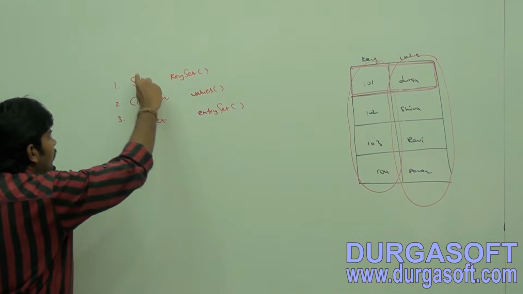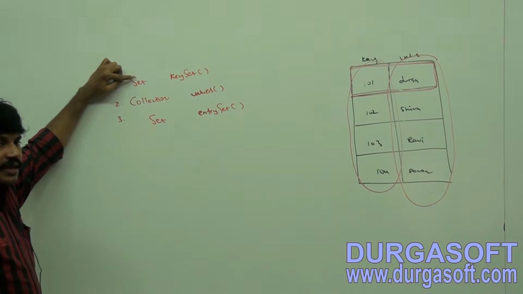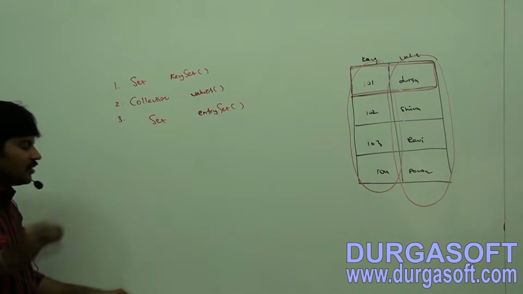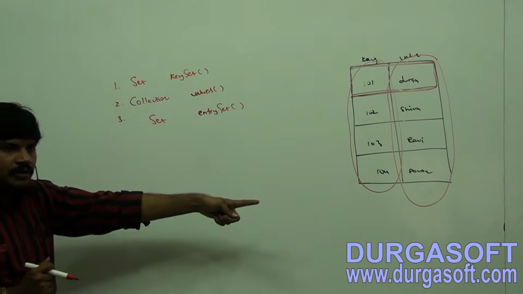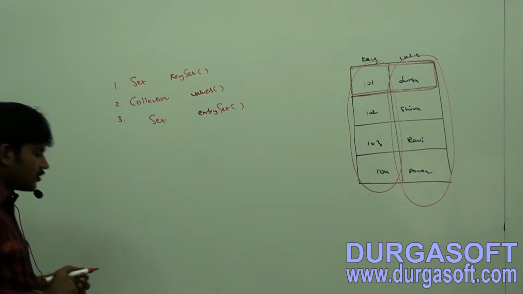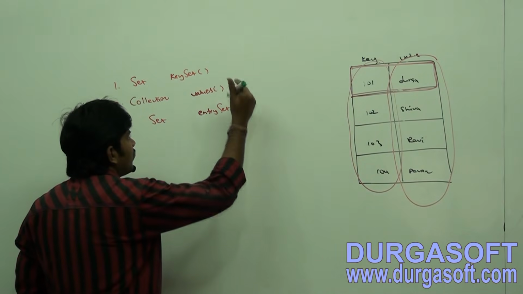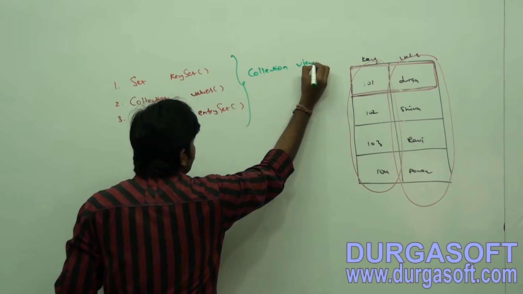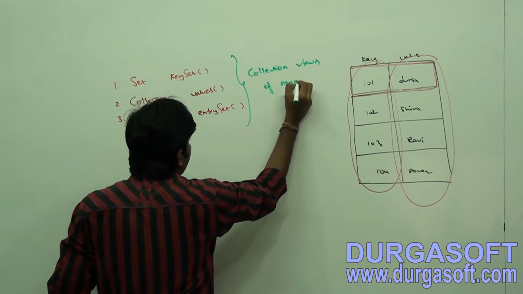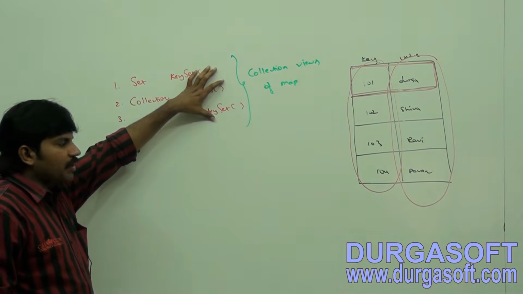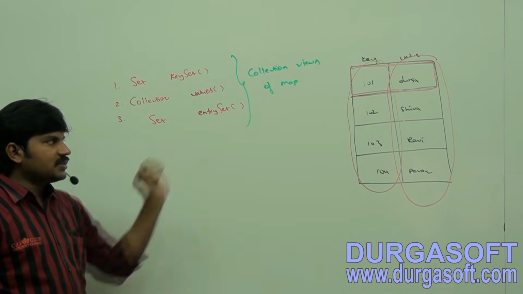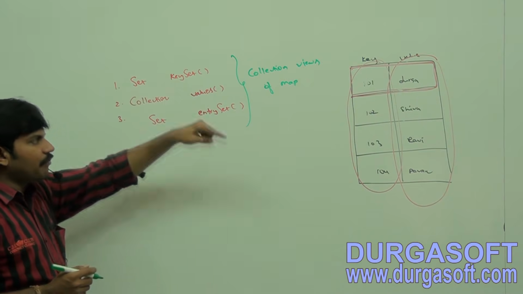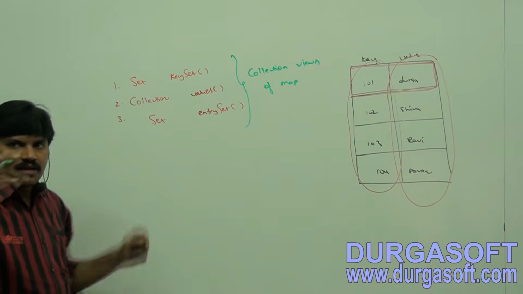Can you tell the return type of these three methods? First Set, second Collection, third Set. These are not maps. Have you observed? We apply these three methods on the map object, but we get collection-related types. That's why these three methods are considered collection views of map. We are viewing the map in the form of collections: only keys, only values, or only entries. Are you able to understand?